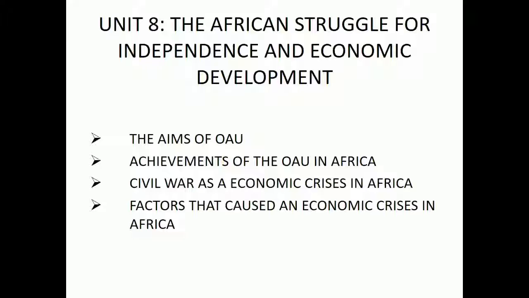The next point, factors that caused an economic crisis in Africa. Here it's more broad. Here we are looking at many factors that caused an economic crisis in Africa, including the previous point, which is civil war. So here there will be various points, many factors that are bringing down the economy, the development of African countries. You need to list all the factors as well as elaborating on them also.